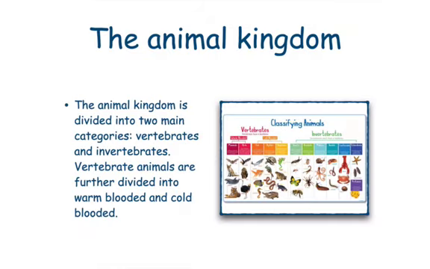The animal kingdom. The animal kingdom is divided into two main categories, vertebrates and invertebrates. Vertebrate animals are further divided into warm-blooded and cold-blooded.